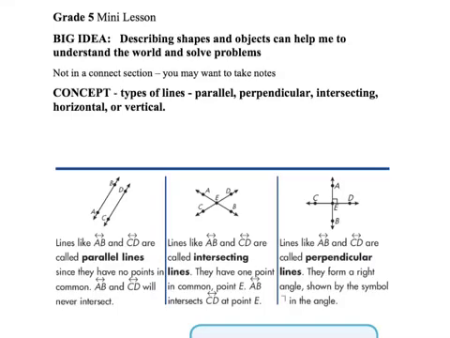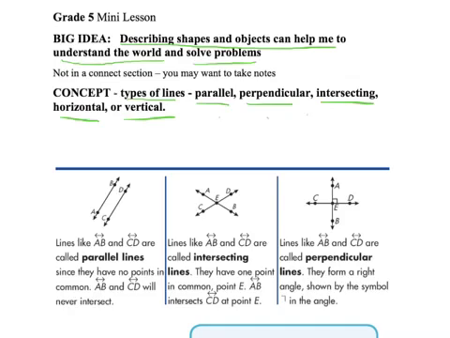Right, today we're going to start our new unit and we are going to be discussing describing shapes and objects and how that can help us to understand the world and to solve problems. This part is actually not in any of your Connect sections of your textbook, so you may want to take some notes. We're going to start with some prior knowledge about the different types of lines, such as parallel, perpendicular, intersecting, horizontal, and vertical lines, what each one means, so that when you get to the next lesson and you are describing them on shapes, you already know that you have these figured out and know what each one is.